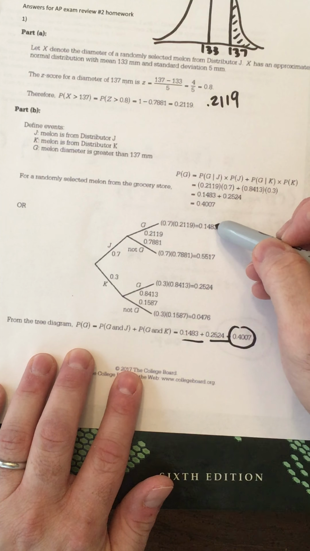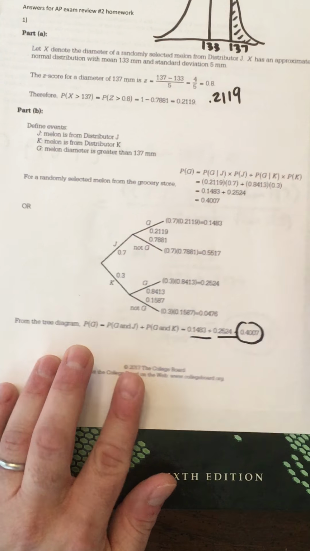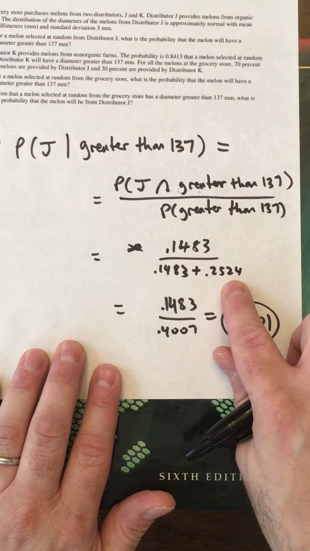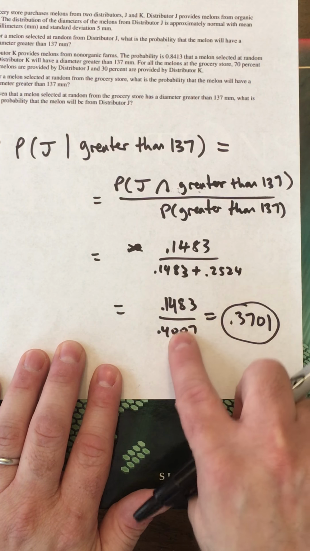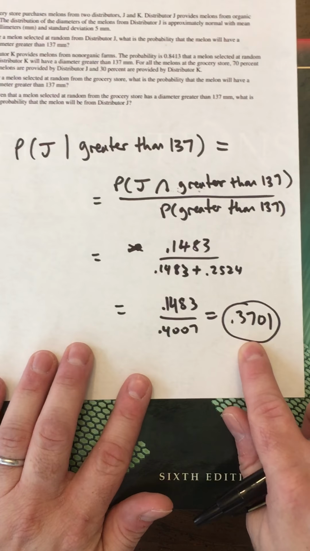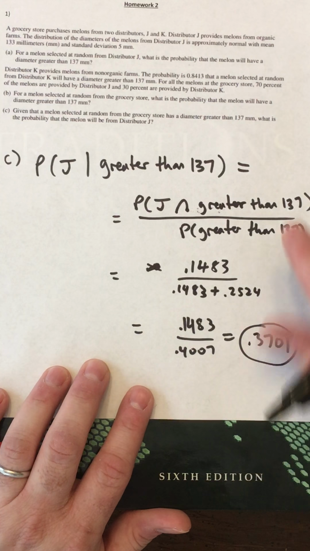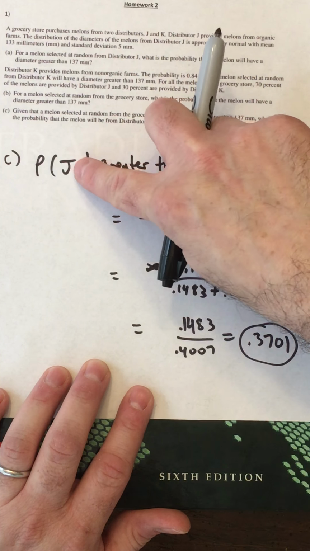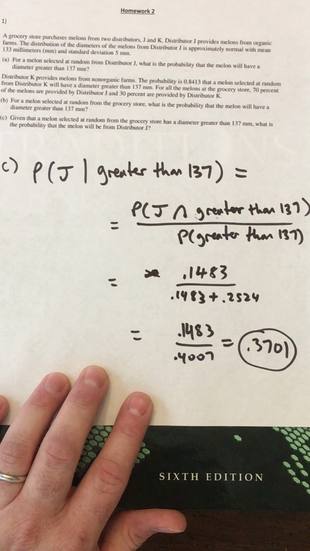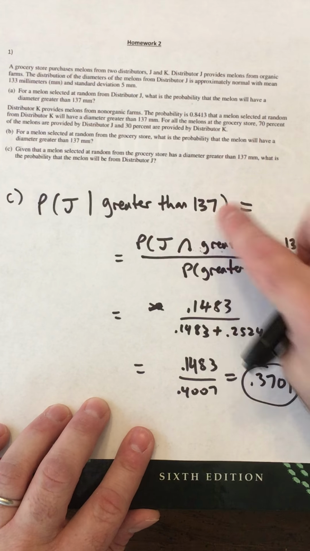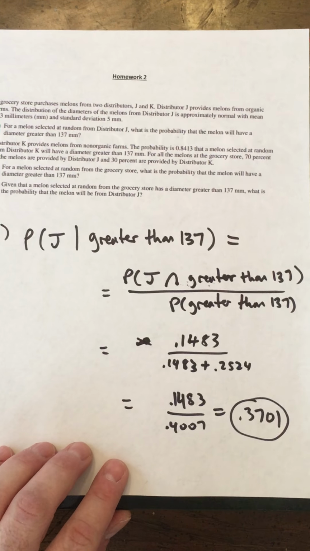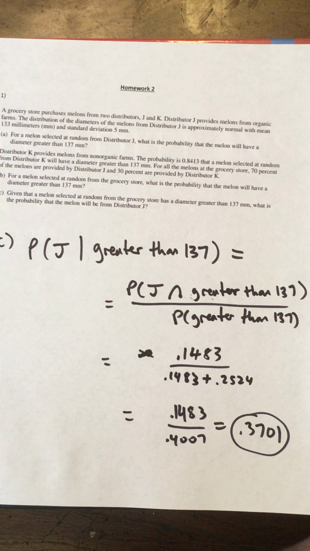Greater than is 0.1483, and greater than here is 0.2524. Add those together and you get this fraction, which turns out to be 0.3701. That's the probability that the melon comes from distributor J, given that we know already that its diameter is greater than 137 millimeters.